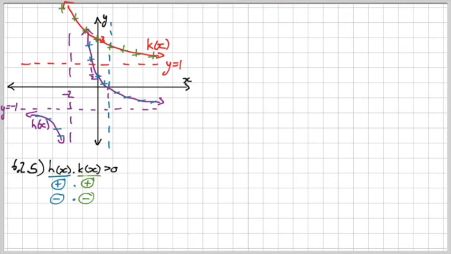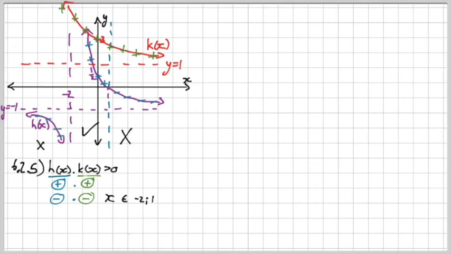Let's start by looking at the left-hand side of -2. There, h of x is negative, but k of x is positive. So that doesn't work. If I look between -2 and 1, I have a positive green and a positive blue. So that works for me, all the way up to 1. But on the right-hand side of 1, I have a positive for k of x, but a negative for h of x. So that doesn't work. So we have actually only one domain that works, and this domain is for x between -2 and 1.